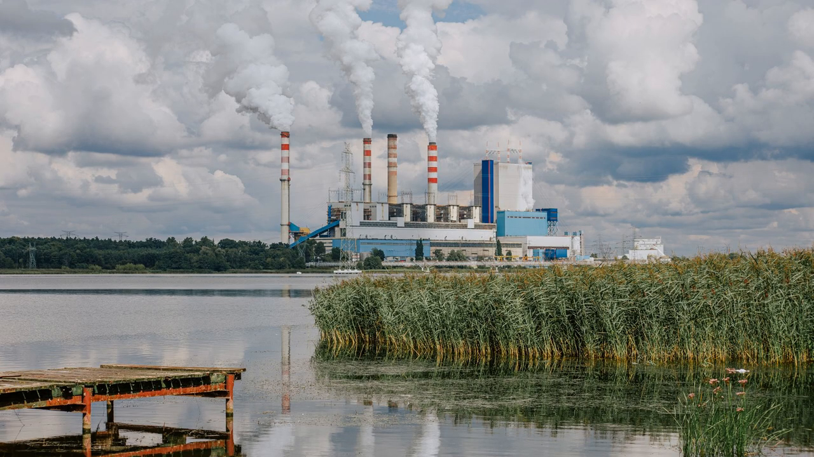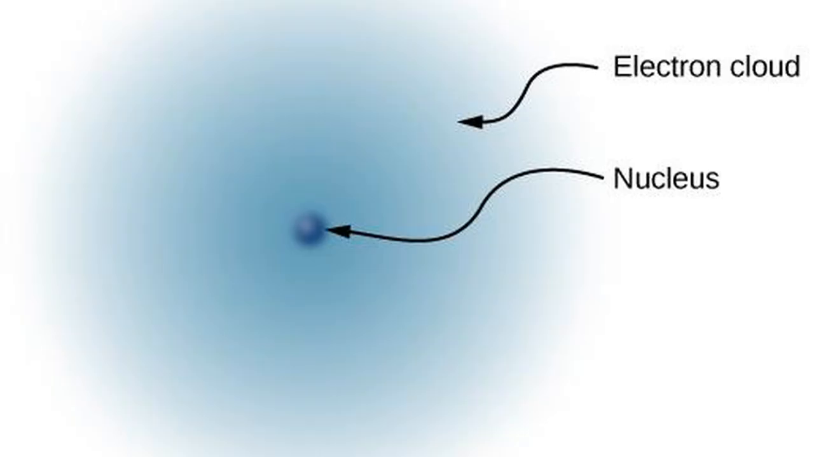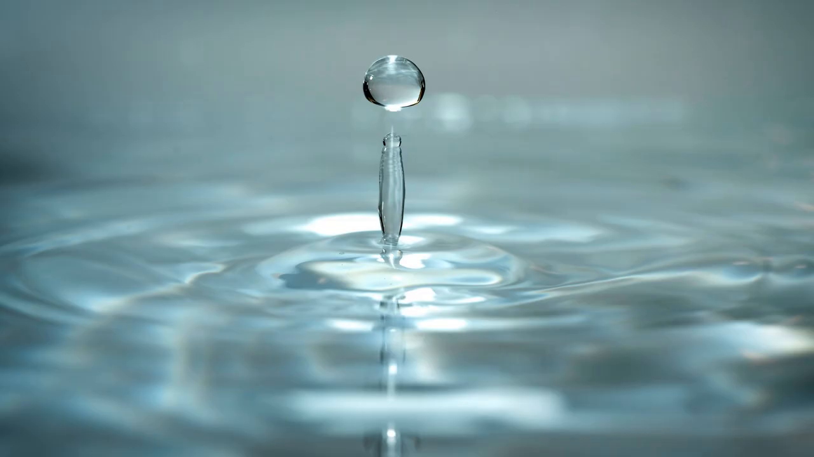Everything from the air you breathe to the DNA in your cells is made from atoms joined together in different ways. A single drop of water contains more than 100 sextillion water molecules. That's a number so huge it's almost impossible to imagine.